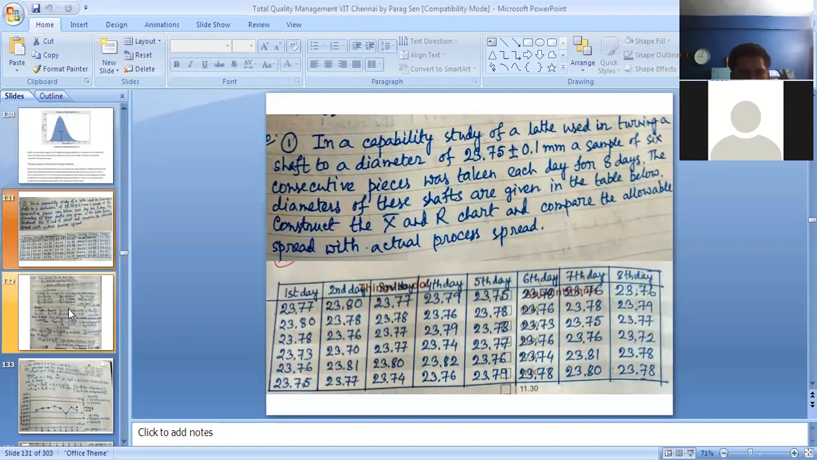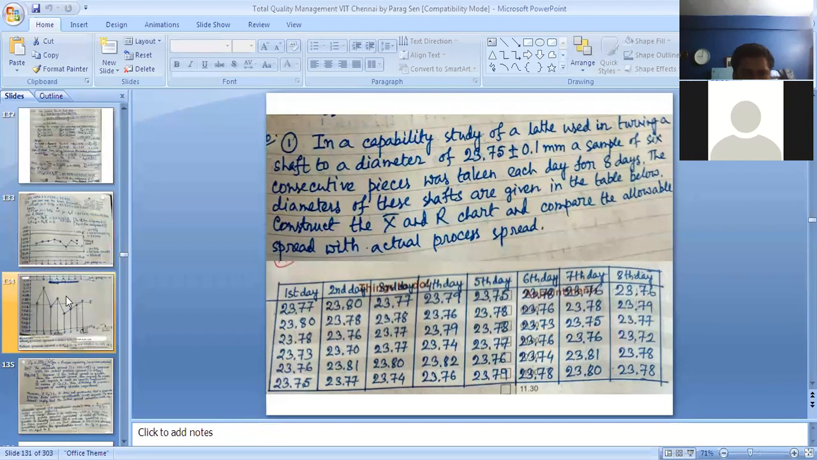We have seen that the allowable spread you can find from the dimension of the given shaft diameter, 23.75 plus minus 0.1. That means the range is 23.65 to 23.85, so 0.2 millimeter. This is actually your allowable spread.